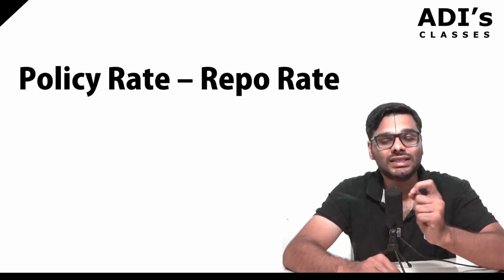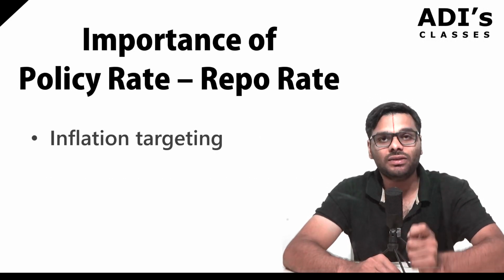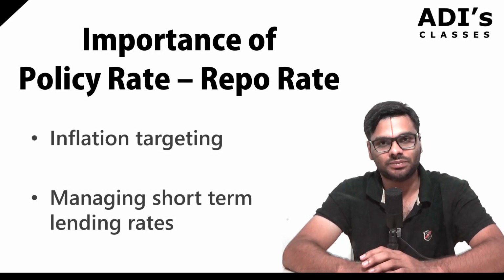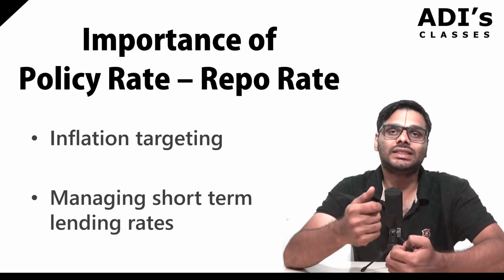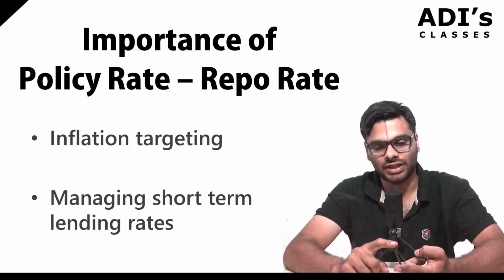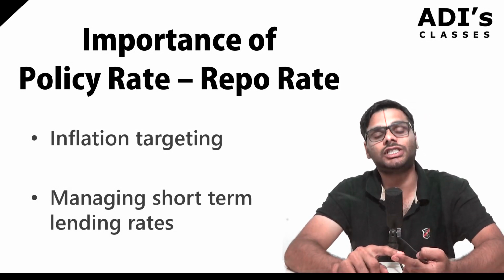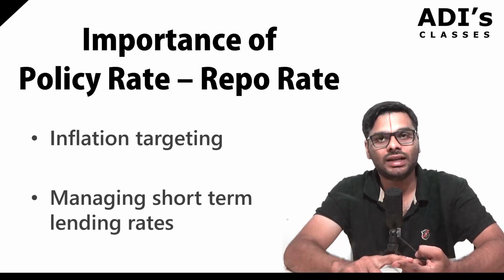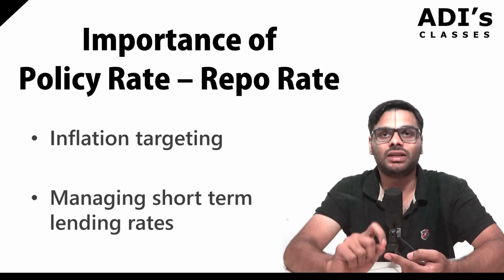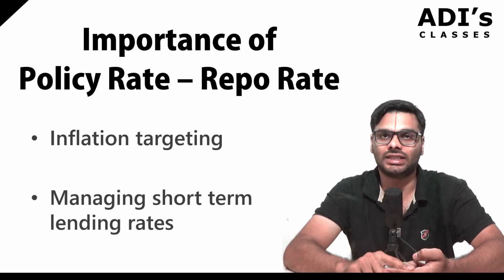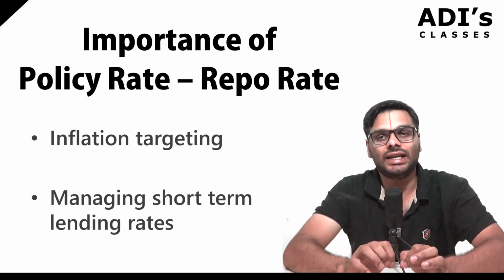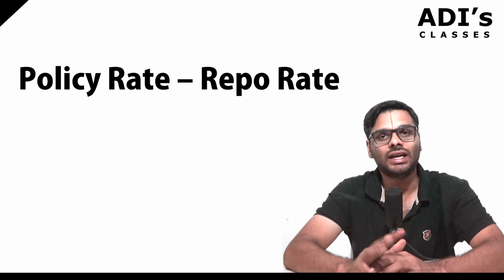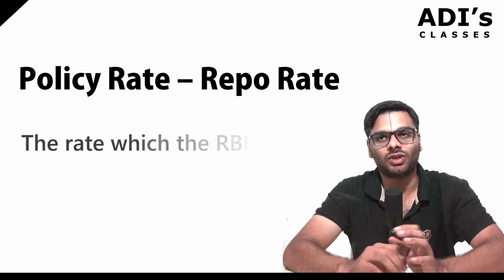Okay, the policy rate is used to target inflation and other short term lending rates in the country. So what is the need for a policy rate? We understand that the policy rate is the rate at which the scheduled commercial banks borrow from the RBI. The policy rate is used to target inflation and other short term lending rates in the country. In India, the policy rate is also known as the repo rate.